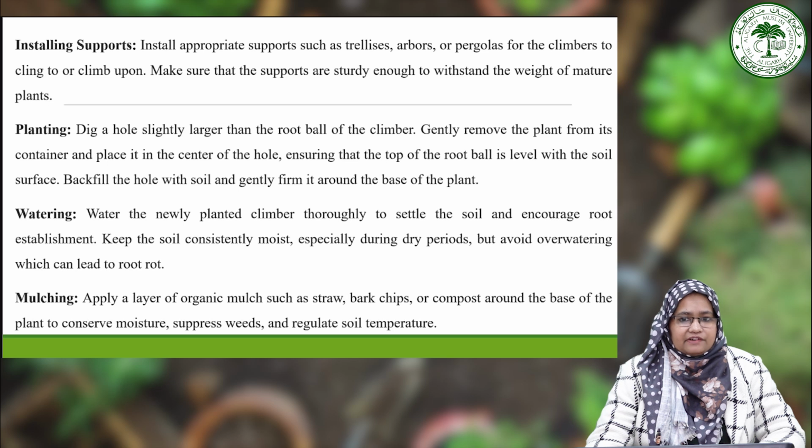Gently remove the plant from its container, loosen the root ball if it's compacted and position it in the center of the hole. Ensure that the top of the root ball is level with the surrounding soil. Then backfill the hole with soil, gently tamp it down and water thoroughly to settle the soil around the roots. Then there is a watering routine.